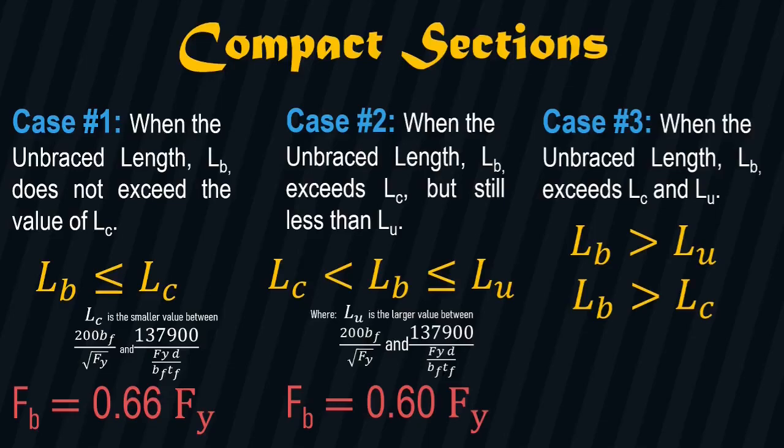In the previous video, we discussed the step-by-step process of finding the allowable bending stress for a steel beam that has a compact section that falls in the category of case 1 and case number 2. For this video, we will focus more on case number 3, and that is when the unbraced length LB exceeds the value of LC and LU.